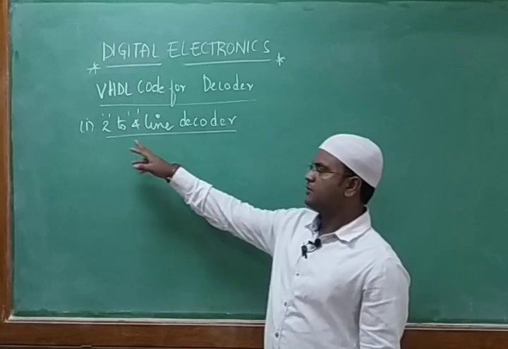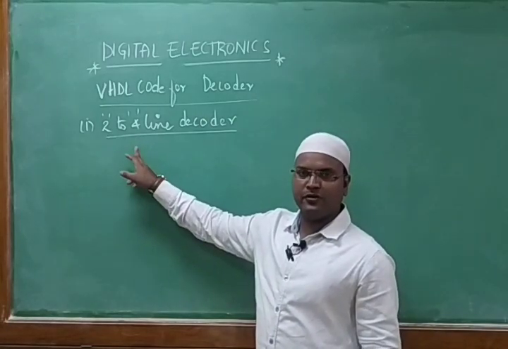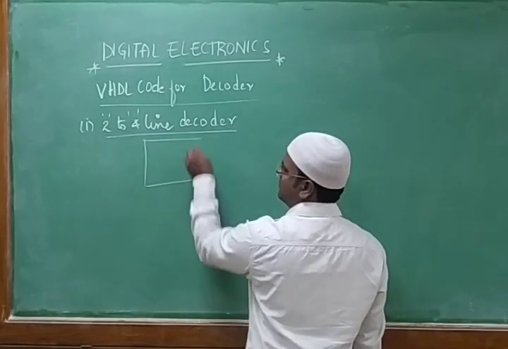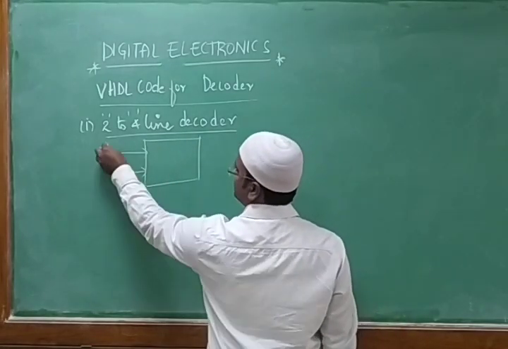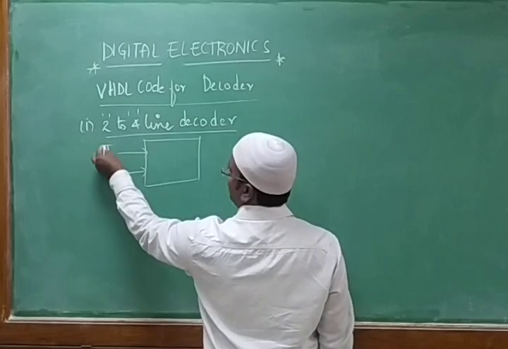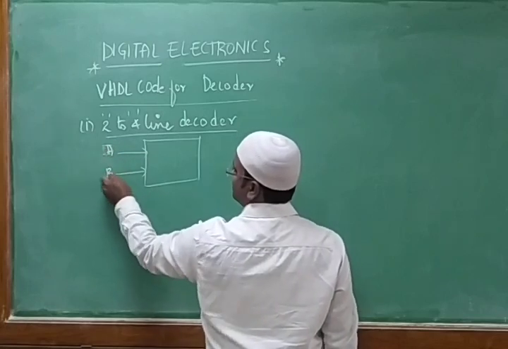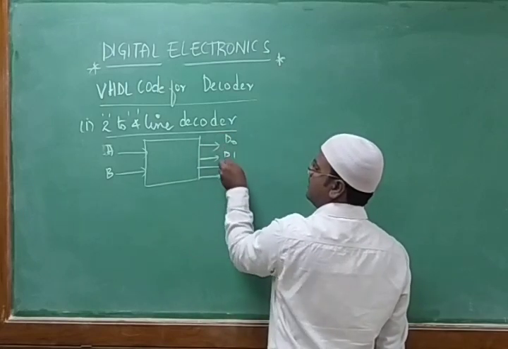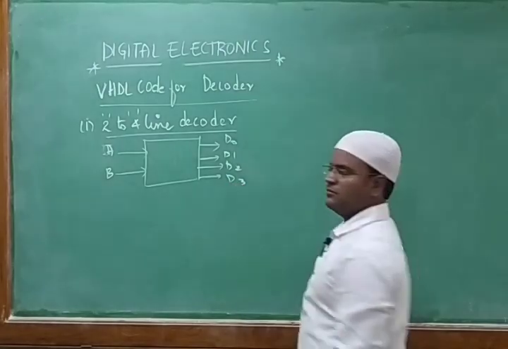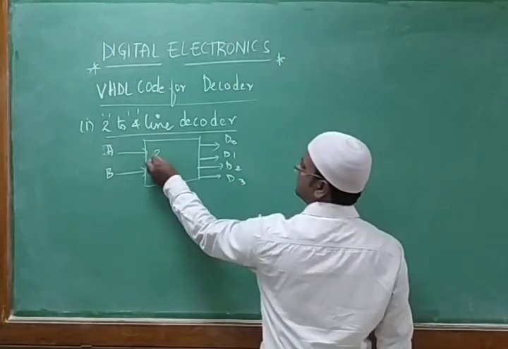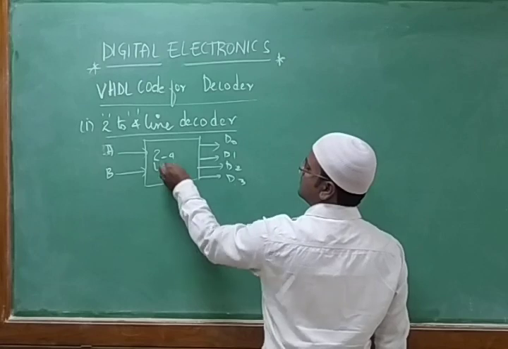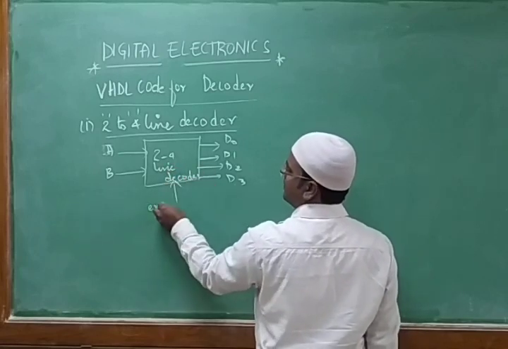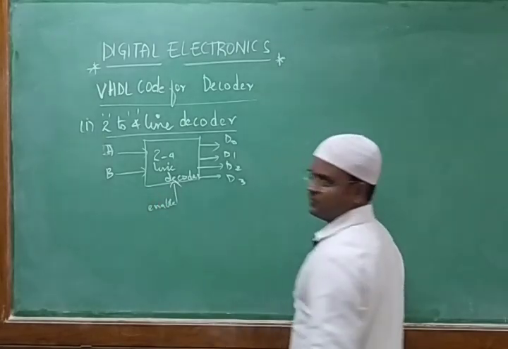So here 2 inputs are there. They are going to convert into 4 outputs. Suppose I want to write the decoder block of it. We are giving 2 inputs. Suppose one input is A, another input is B. Next, the outputs are 4: D0, D1, D2 and D3. These are our outputs. So this is the 2 to 4 line decoder. In order to do that, we have to give one enable. One extra enable input we are giving to design it.